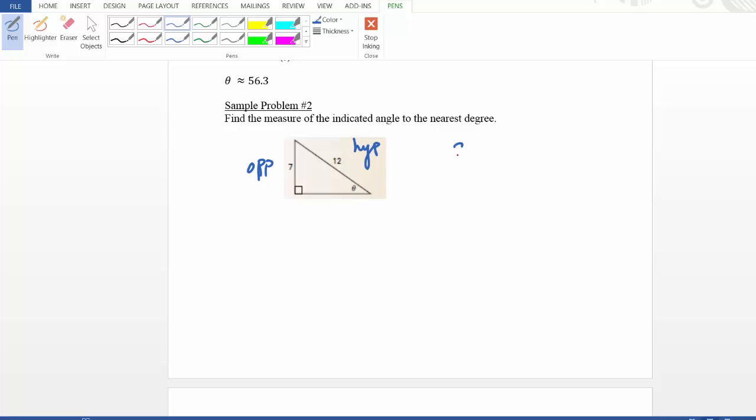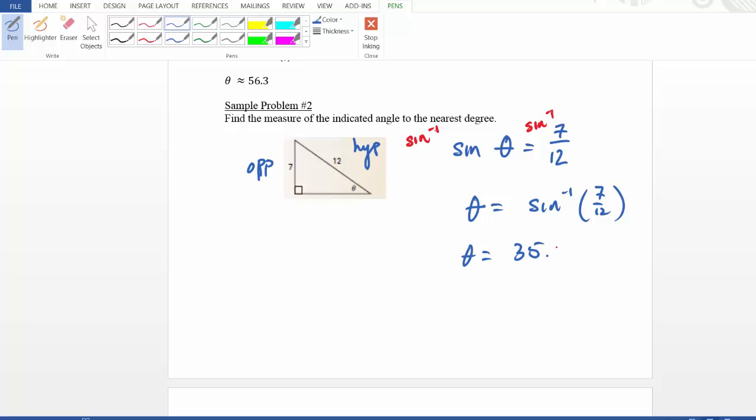opposite. So we know we're dealing with sine here. So we're going to say sine of theta equals opposite, which is 7, over hypotenuse of 12. To get theta by itself, I'm actually going to apply the inverse to both sides, which is going to leave me the inverse of sine 7 over 12. And if I use my calculator to get that, that's going to be approximately 35.7, but then we need to pay attention to the directions, which tell us to round that to the nearest degree. So that would be 36 degrees, and that would be our final answer.